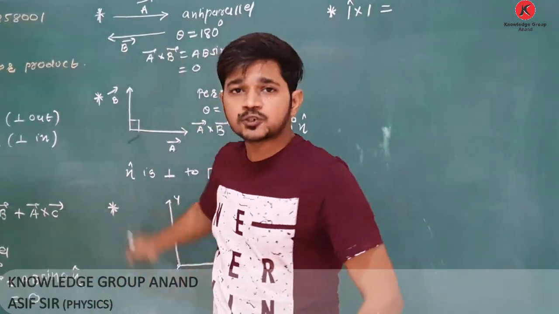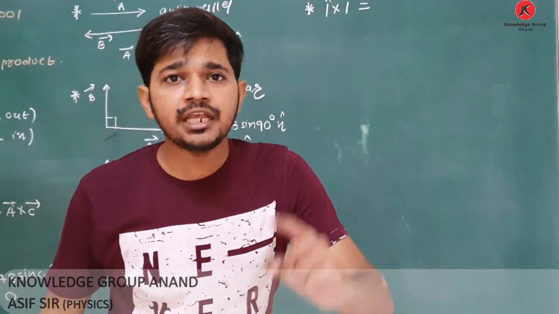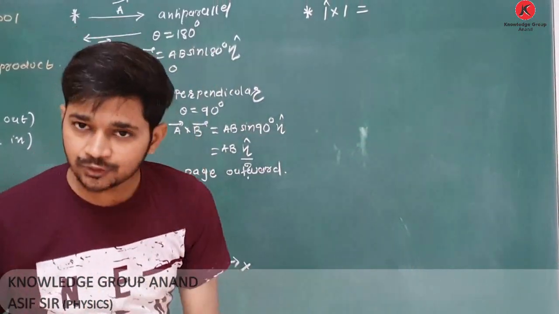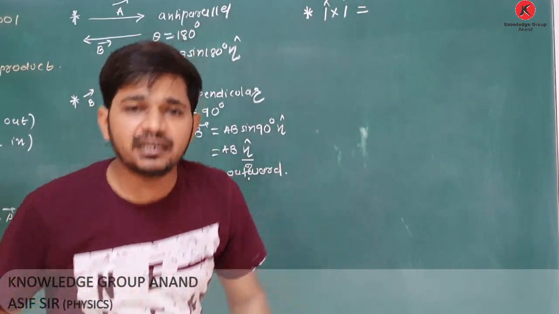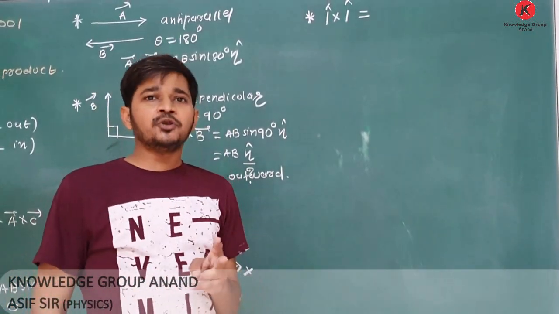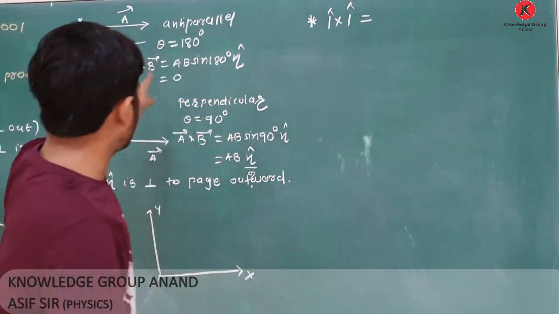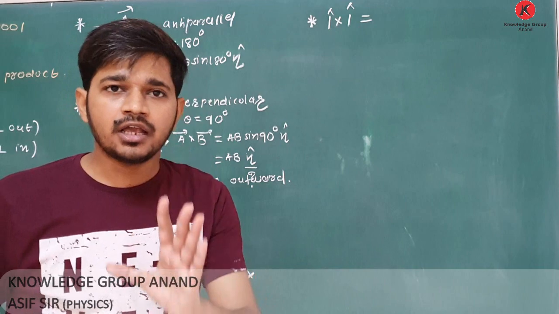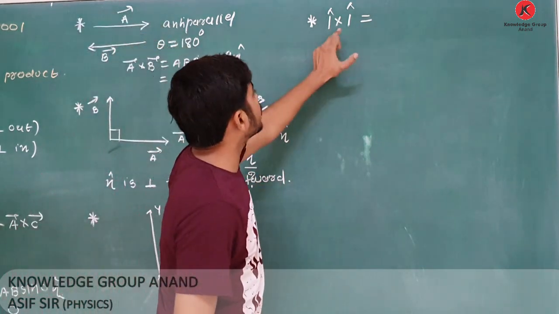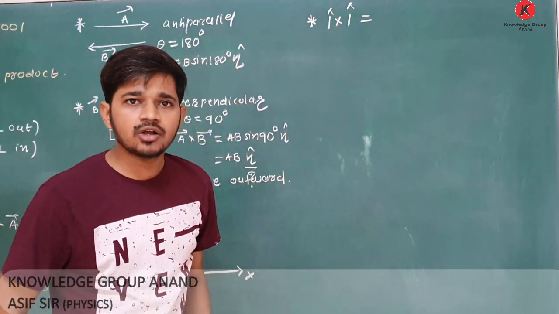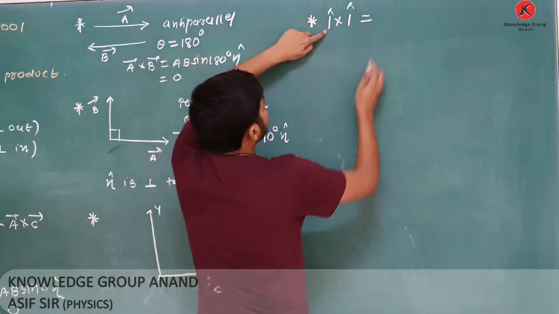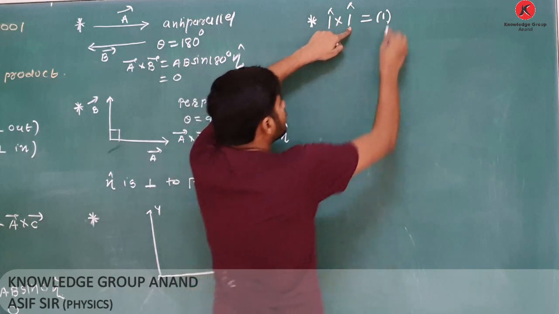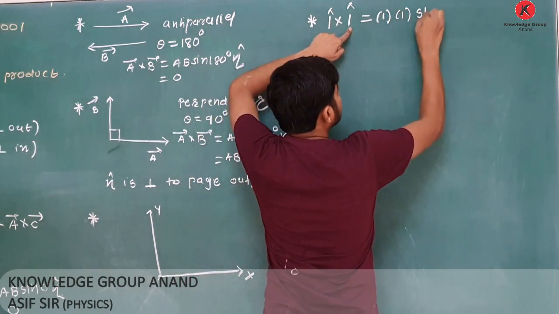What is A cross B? A cross B is equal to AB sine theta n caret. A is the magnitude of the first vector, B is the magnitude of the second vector, theta is the angle between the two vectors, and n caret is the direction. Yes, you know about it. So, i cross i, follow the equation. i caret, its magnitude is 1. Another vector is i caret, its magnitude is 1.